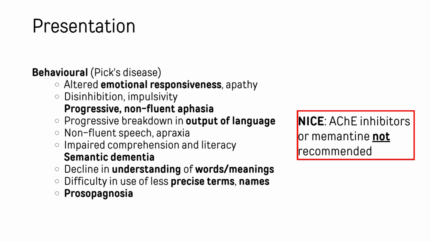It's also associated with Pick's disease, which is altered emotional responsiveness, apathy, disinhibition, and impulsivity; a progressive non-fluent aphasia, progressive breakdown in the output of language; semantic dementia, decline in the understanding of words, meanings, and difficulty in the use of less precise terms; and prosopagnosia, which is called face blindness and is a condition where you have difficulty in recognizing people's faces.